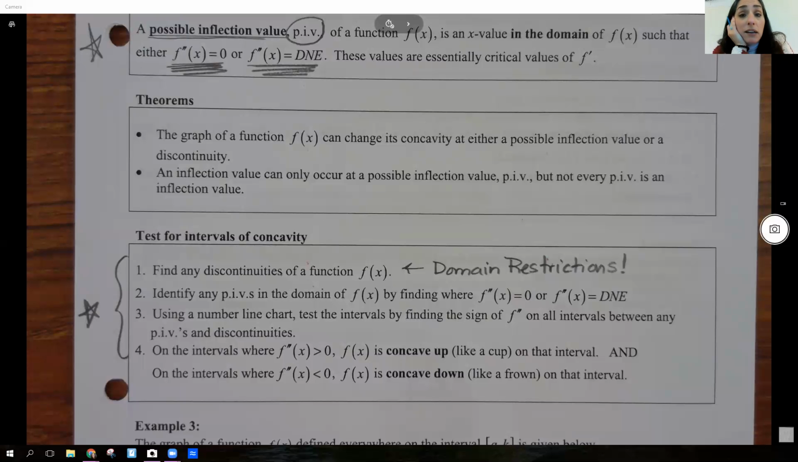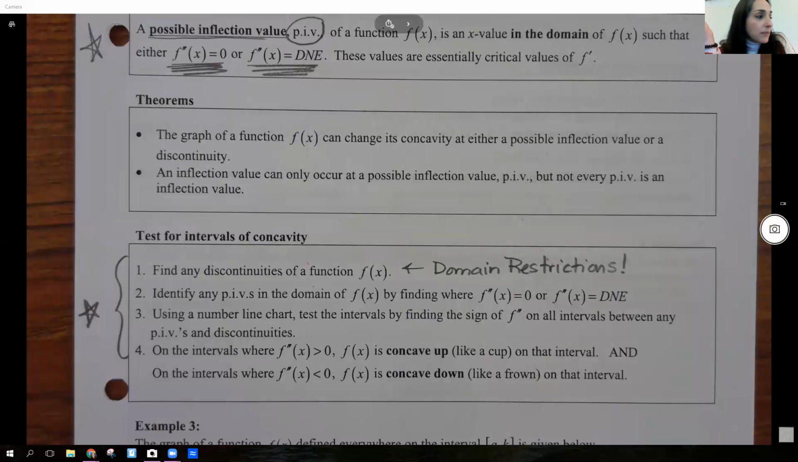Then you're going to take the derivative twice, set the second derivative equal to 0, and solve. Also, figure out where the second derivative doesn't exist, if there is anywhere. Then we do a new number line, and we test points on either side of those critical values, those possible points of inflection. And then if it's positive or negative, we determine the concavity, and we can go on from there, okay? Where it's concave up, the second derivative will be positive, and where it's concave down, the second derivative will be negative, okay?